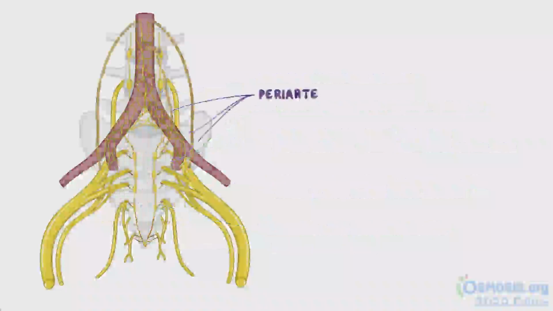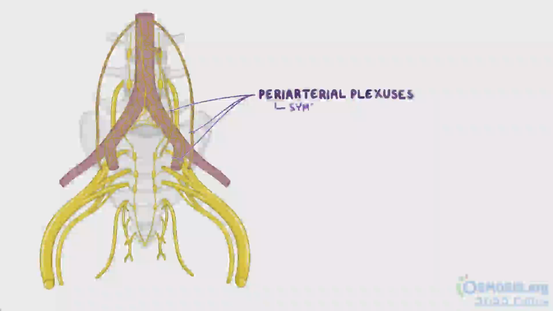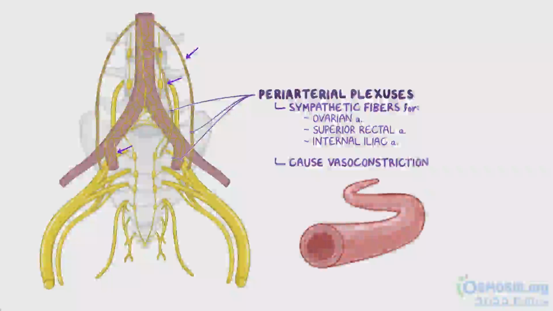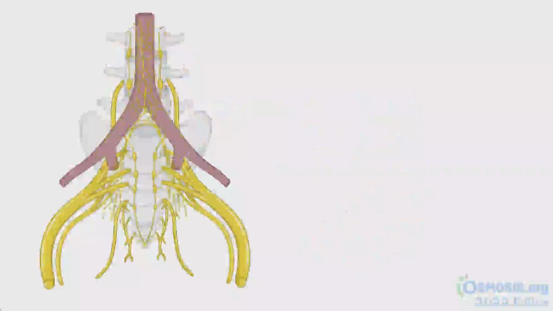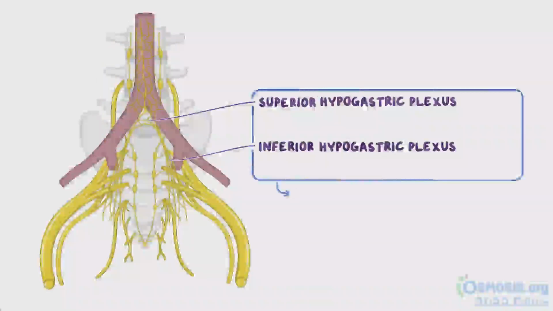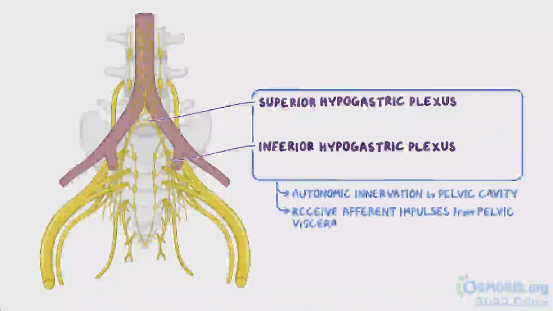Next are the periarterial plexuses, which provide sympathetic fibers for the ovarian, superior rectal, and internal iliac arteries and their branches. These sympathetic fibers cause vasoconstriction, which means they make blood vessels narrow. Then there are the superior and inferior hypogastric plexuses, which provide autonomic innervation to the pelvic cavity and receive afferent impulses from the pelvic viscera.